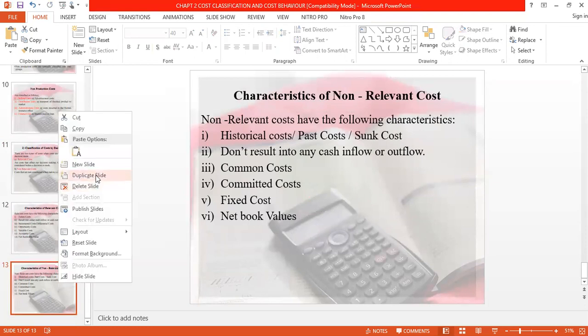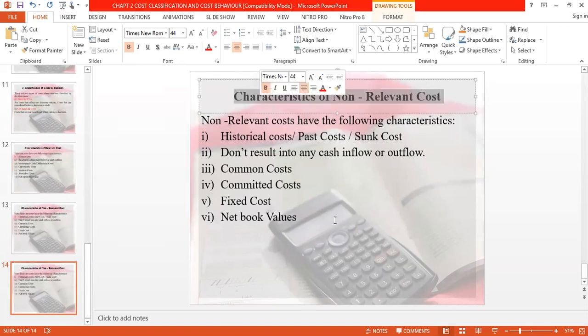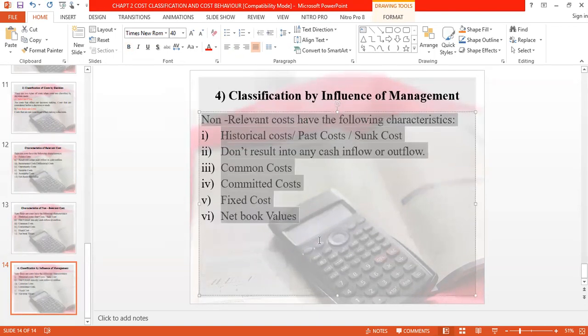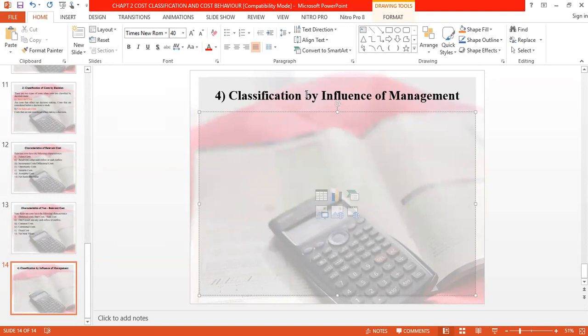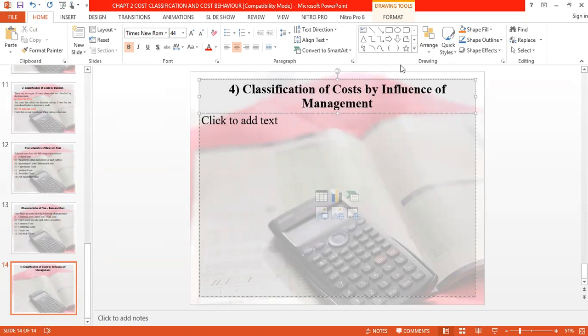Let's move a step further. So that was number 3. Number 4, classification of costs by influence of management.